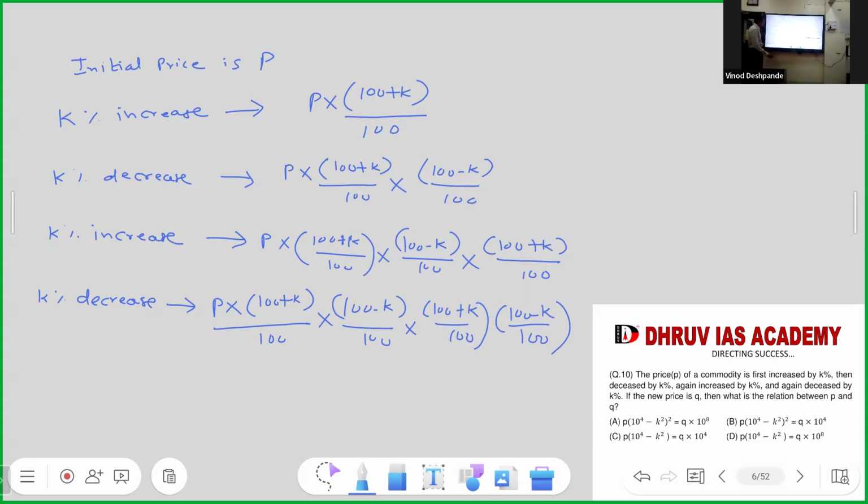Now observe here, 100 plus K into 100 minus K is 100 squared minus K squared. Similarly, 100 plus K into 100 minus K, it is (a plus b) into (a minus b), so 100 squared minus K squared. And here it will be 100 raised to 4. So P into (100 squared minus K squared) whole squared upon 100 raised to 4.